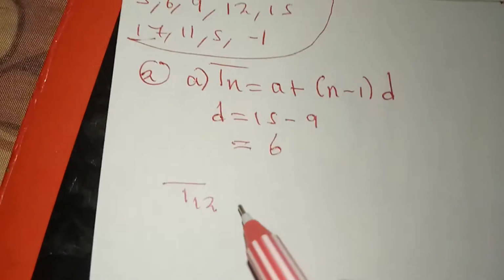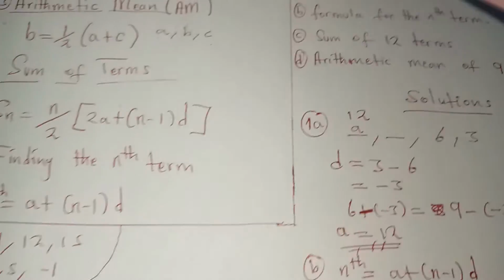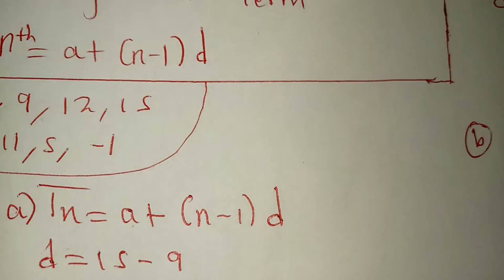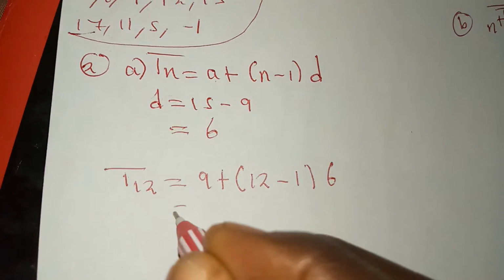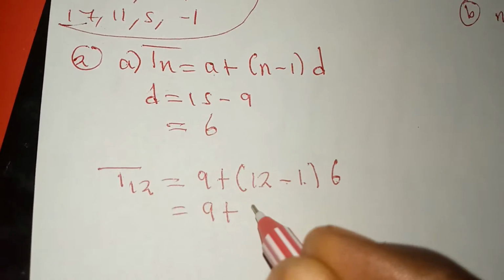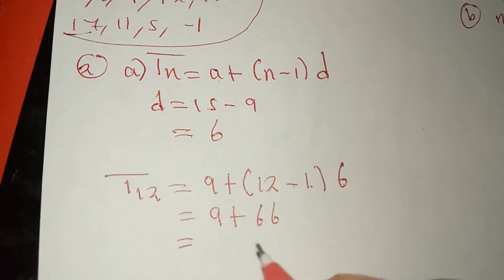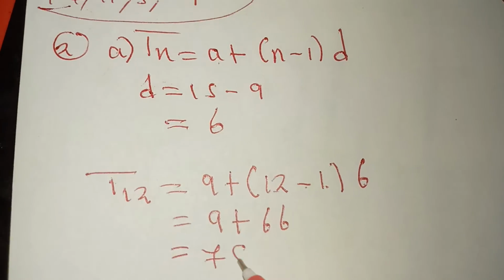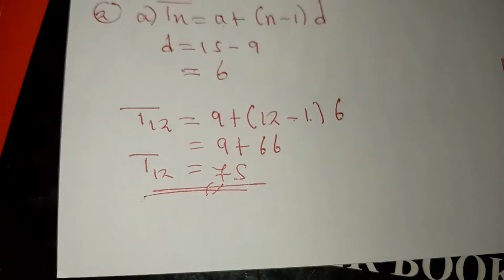So where there is n, we'll be putting 12 is equal to, then there we are having first term. So from the sequence there, the first term is what? 9. Then plus open bracket n, still it is what? 12 minus 1 multiplied by the common difference 6. So this is 9 plus 12 minus 1, it is 11 times 6, that is 66. Then when we add these two, it gives us 75 as the 12th term. This question also had a mark.